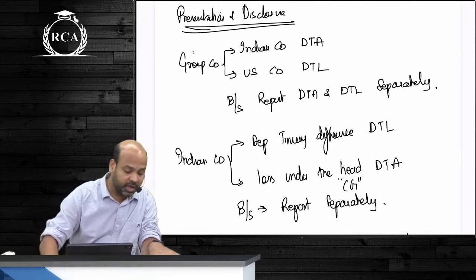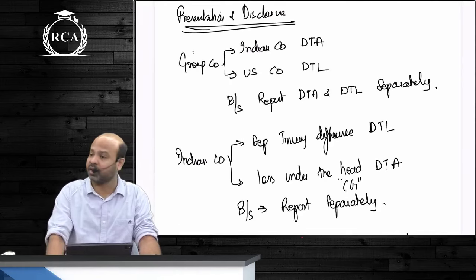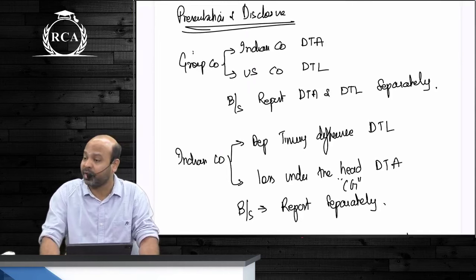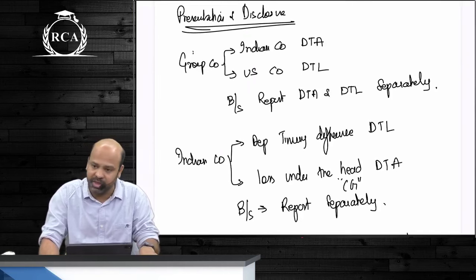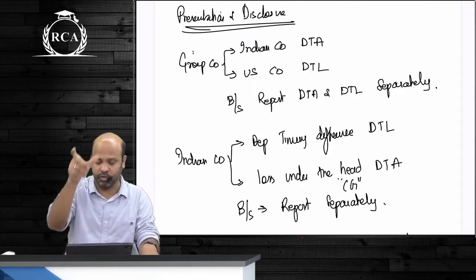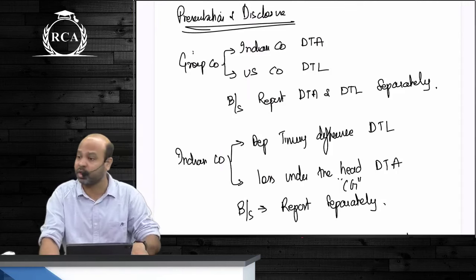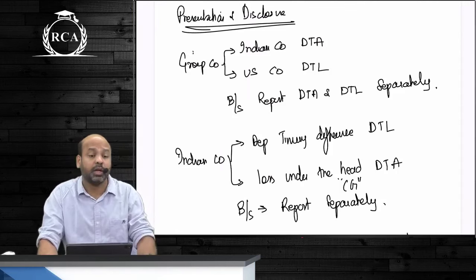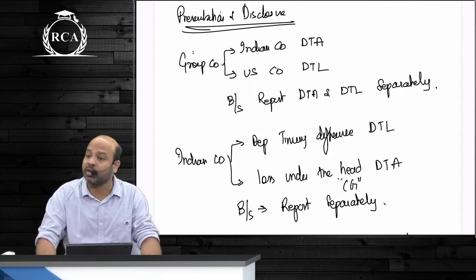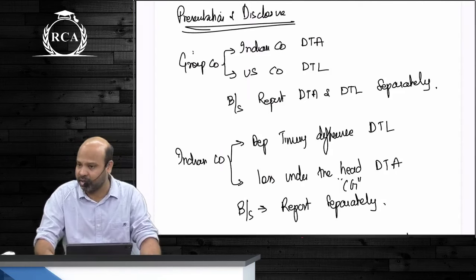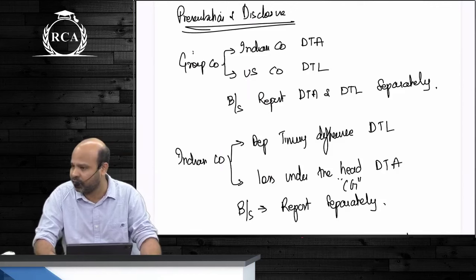As far as presentation and disclosure is concerned, I said you're supposed to show the entire breakup of deferred tax asset and deferred tax liability under notes to accounts: on which component there is deferred tax asset, on which component there is deferred tax liability. The net amount will be reported under non-current liabilities or non-current assets, depending on whether it is a liability or an asset.